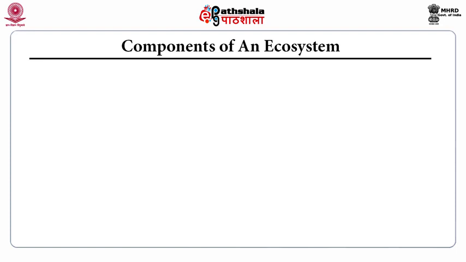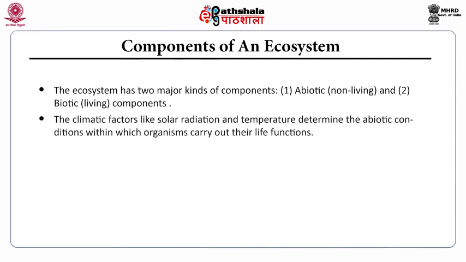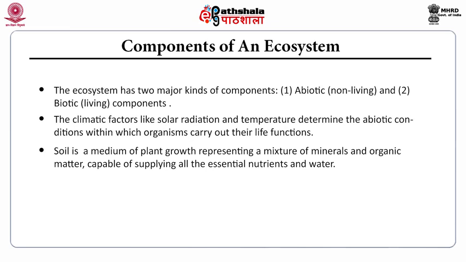Now we'll discuss the components of an ecosystem. The ecosystem has two major kinds of components, abiotic and biotic components. The abiotic components are the climatic factors like solar radiation and temperature, which determine the abiotic condition within which organisms carry out their function. Soil is another abiotic component. It is a medium for the growth of plants, represents a mixture of minerals and organic matter, capable of supplying all the essential nutrients and water.